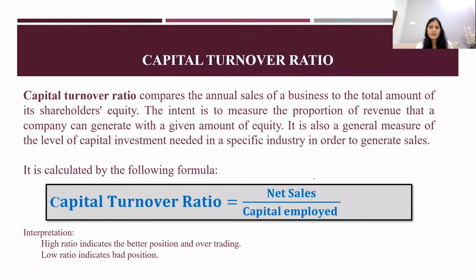So we'll go for the next one, that is capital turnover ratio. Capital turnover ratio compares the annual sales of a business to the total amount of its equity shareholders' fund, or shareholders' equity. The intent is to measure the proportion of revenue that a company can generate with a given amount of equity.